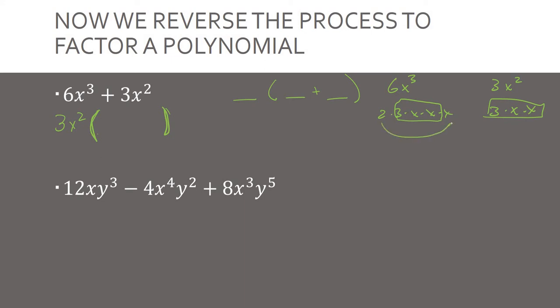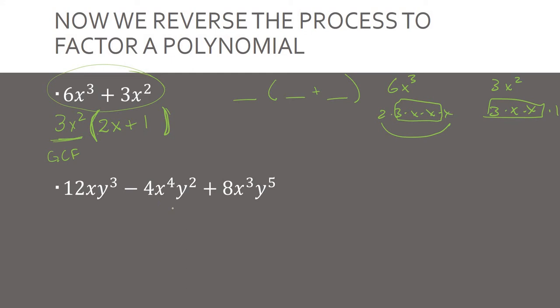Well, I multiplied it by 2x. So 2x. And what did I multiply the 3x squared by to get 3x squared? Well, the only thing left is times 1. So plus 1. So that's pulling out the greatest common factor to create two factors, a monomial times a binomial, that are the factors of the original binomial.